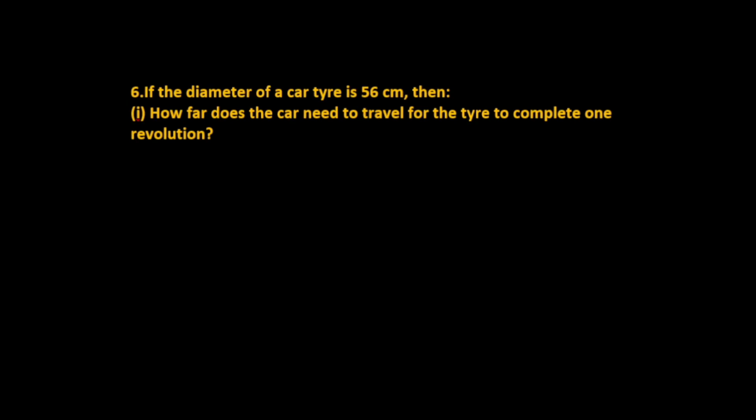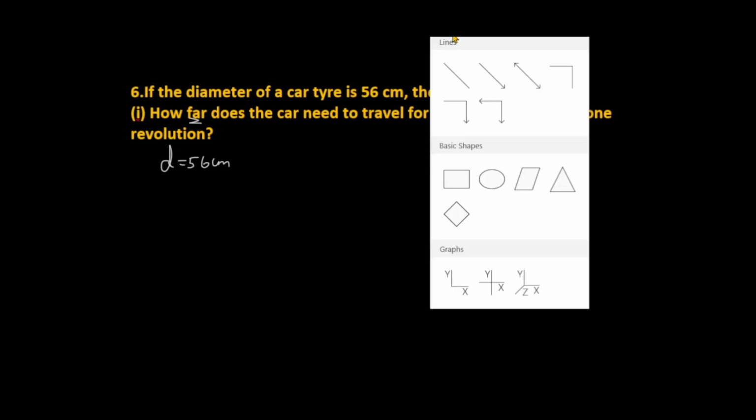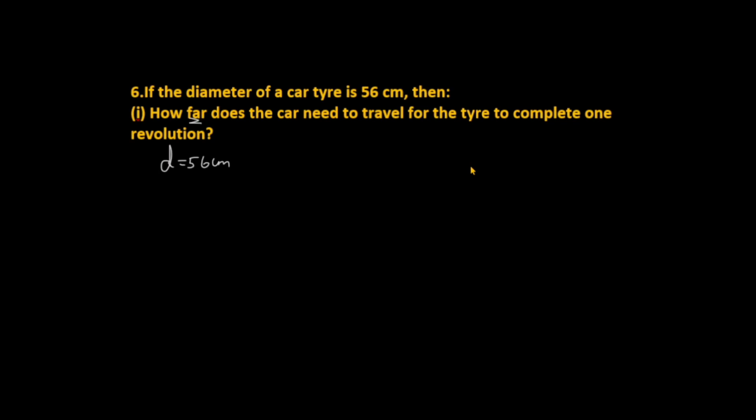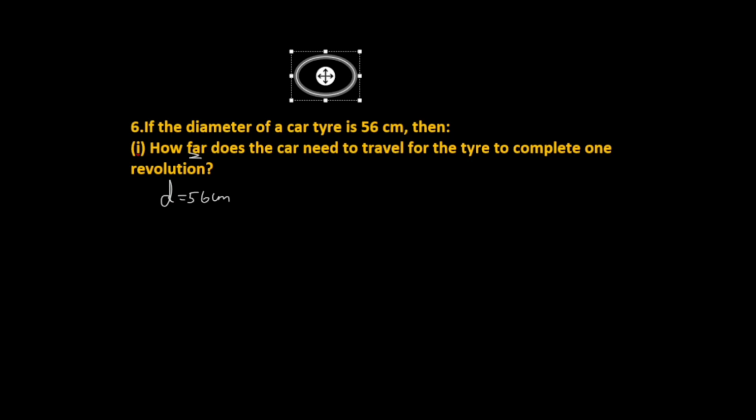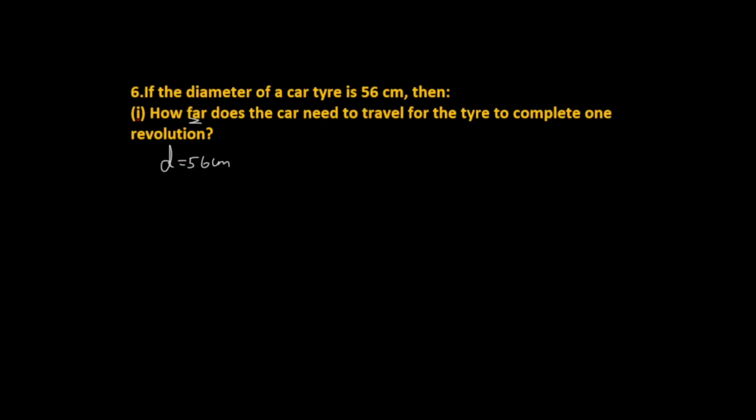Sixth question, if the diameter of a car tire is 56 centimeter, then how far does the car need to travel for the tire to complete one revolution? Revolution, what is the meaning of revolution? You know, revolution means that it will rotate and move from one place to another place. Rotate itself and it will move from one place to another place also. That is the revolution.